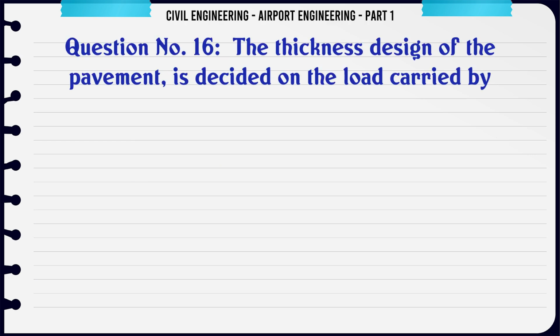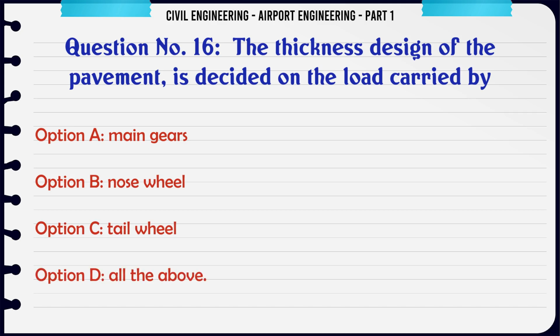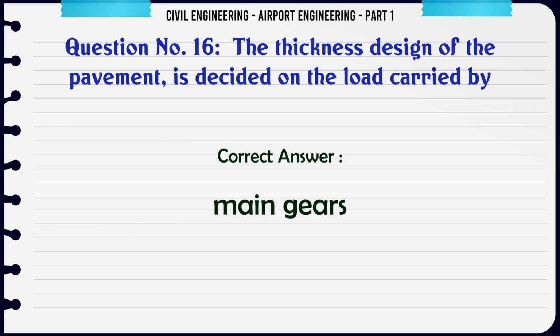The thickness design of the pavement is decided on the load carried by A. Main gears, B. Nose wheel, C. Tail wheel, D. All the above. The correct answer is main gears.